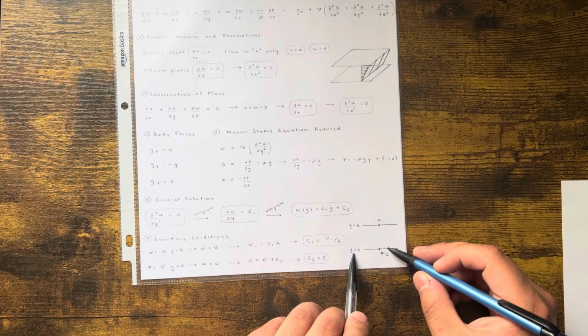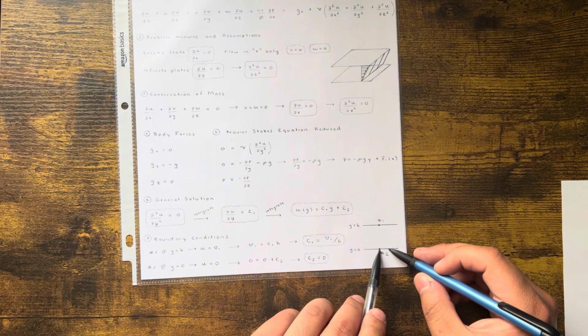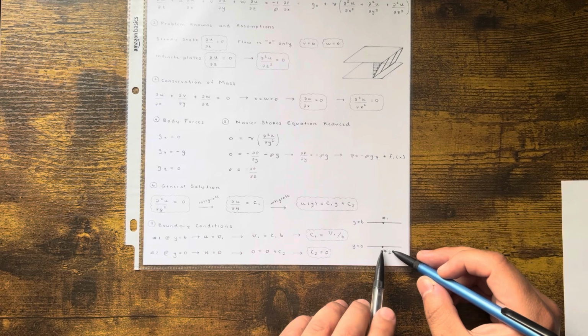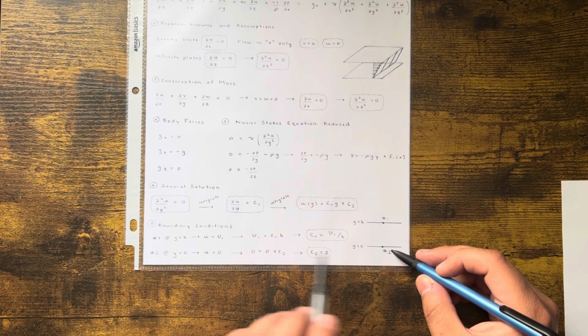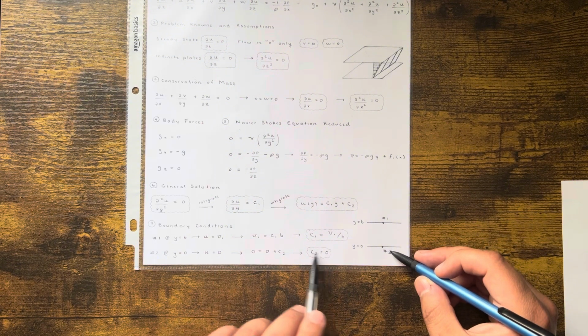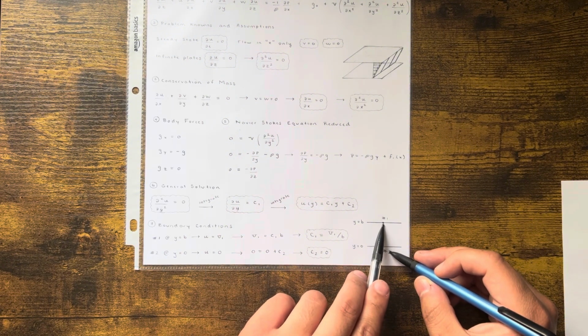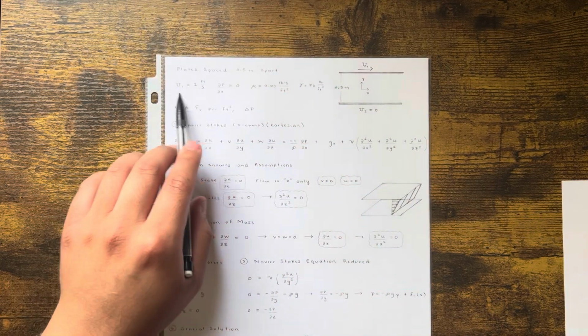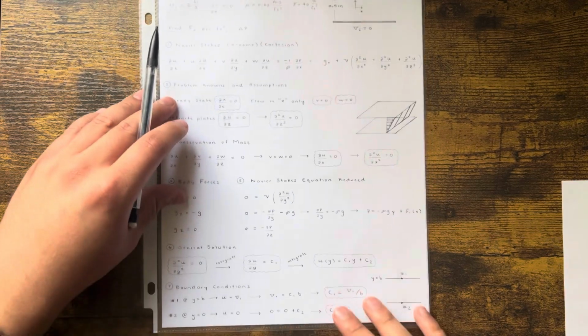At y equals 0, we know because of the no slip condition that velocity is 0, and that's what I have here. The plate's staying still, right? So we know velocity is 0 because of no slip. And then at point number 1 up top, we just know the velocity is equal to u1, right? The velocity was given here, u is equal to 2 feet per second.